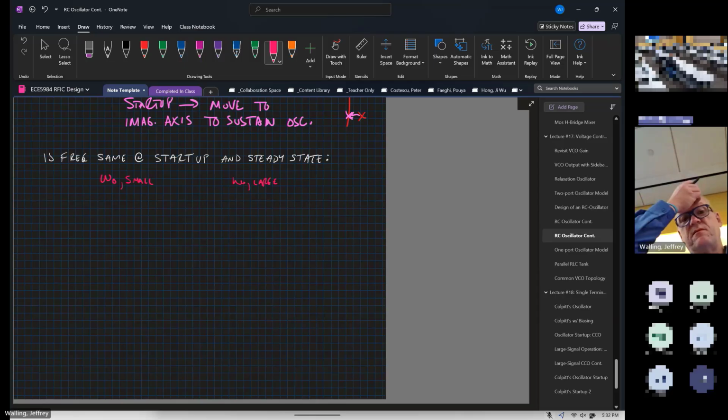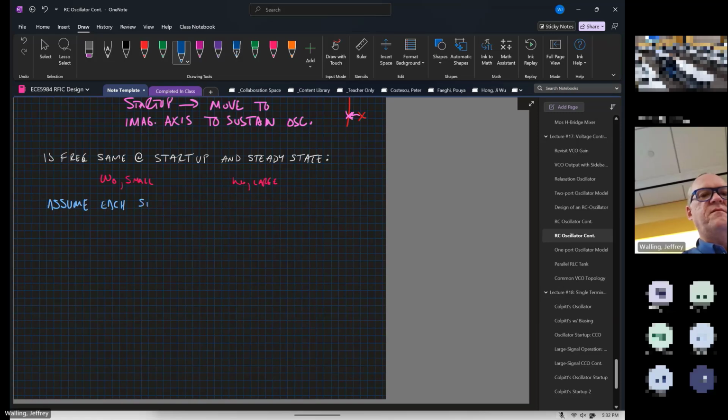The small is dominated by small signal, the large is going to be dominated by large signal. So assume that each oscillator stage in our ring oscillator has a delay equal to T inverter. So just some delay from the input to the output of the inverter. And we have three of these inverters.